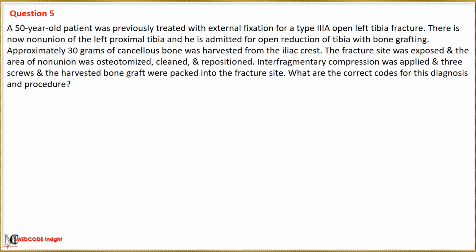A 50-year-old patient was previously treated with external fixation for a type 3 open left tibia fracture. There is now non-union of the left proximal tibia and the patient is admitted for open reduction of the tibia with bone grafting. Approximately 30 grams of bone was harvested from the iliac crest. The fracture site was exposed and the area of non-union was osteotomized, cleaned, and repositioned. Interfragmentary compression was applied, and three screws and the harvested bone grafts were packed into the fracture site.